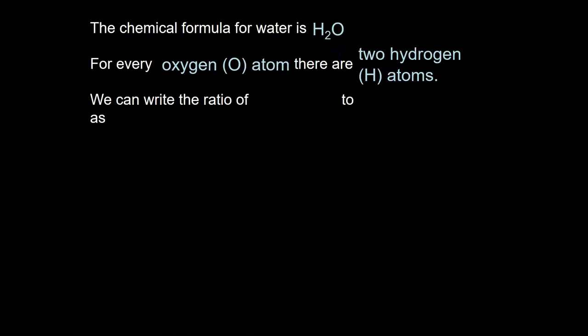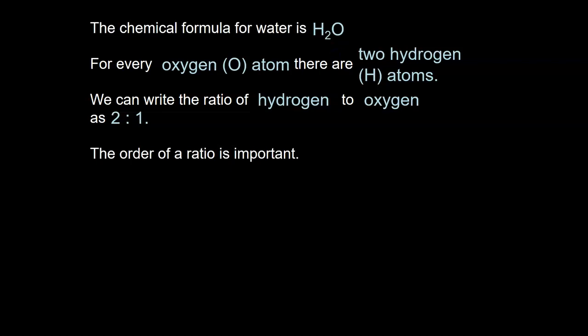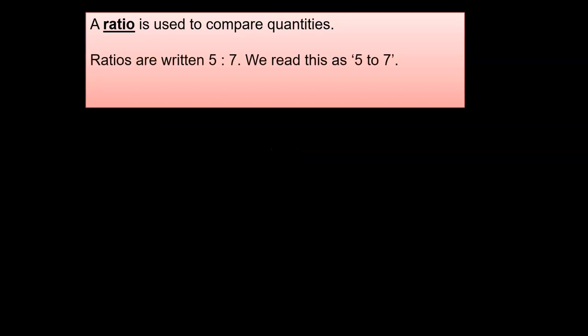If I wanted to write this as a ratio of hydrogen to oxygen, I would write 2 to 1. 2 atoms of hydrogen to 1 atom of oxygen. That order is really important. The ratio of oxygen to hydrogen would be 1 to 2. So, we use ratios to compare quantities. We write them as a number, then a colon, and then another number. We read this as 5 to 7 in this example here.